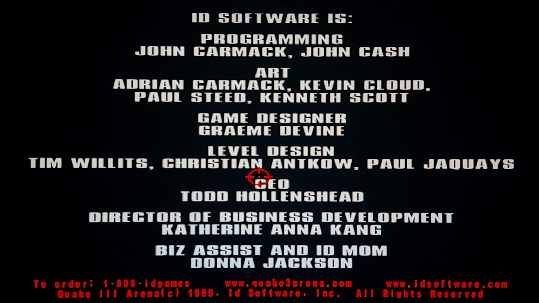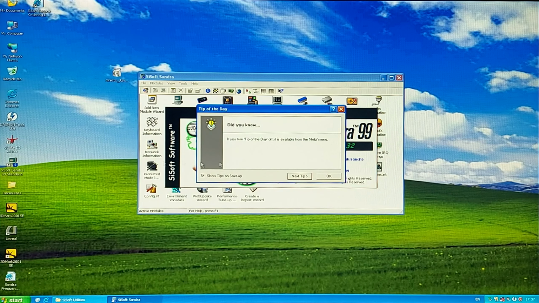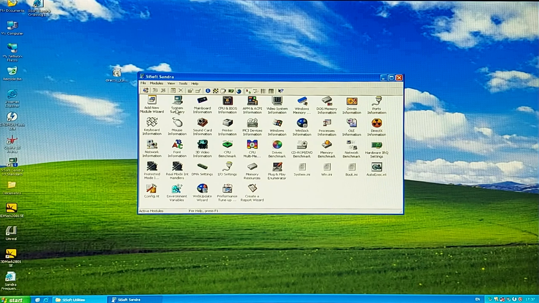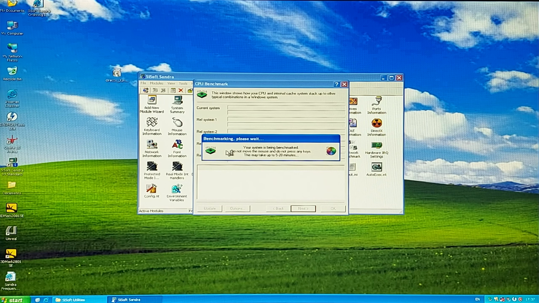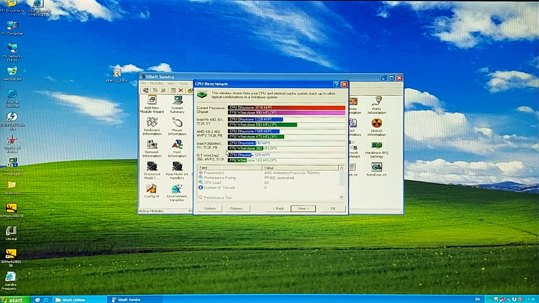Let's move on now then to some benchmarks with Sisoft Sandra 99. And first up is our CPU benchmark. And the results are in, and this Duron seems to be a little pocket rocket, scoring 2618 MIPS and 993 MFLOPS, which is more than double of a P2 450.